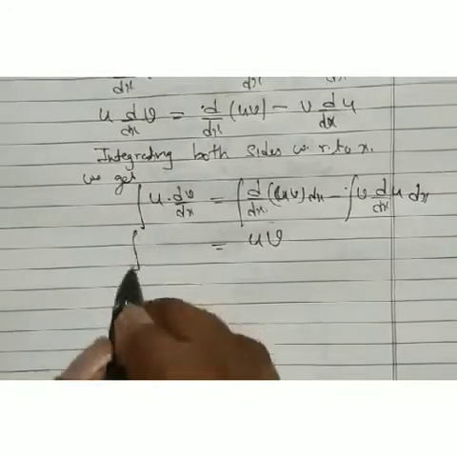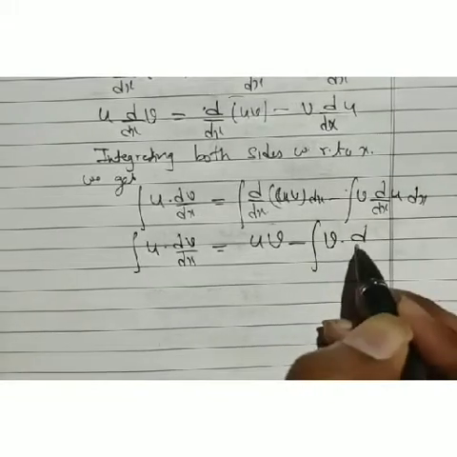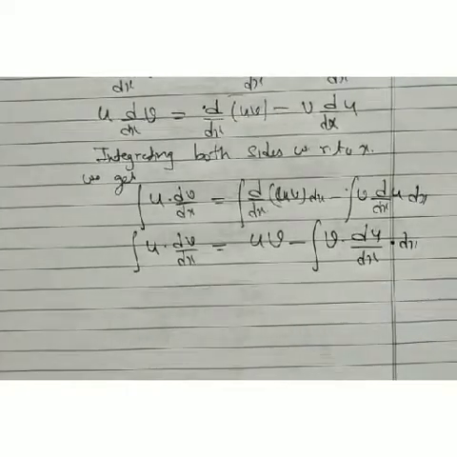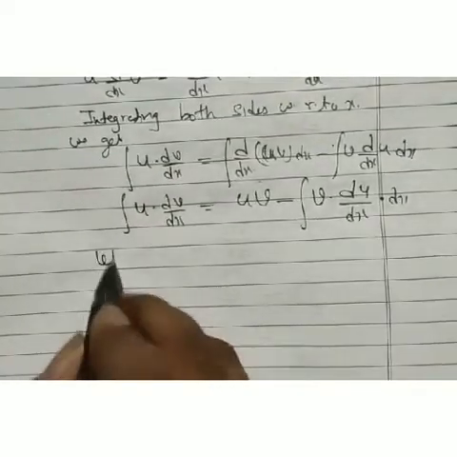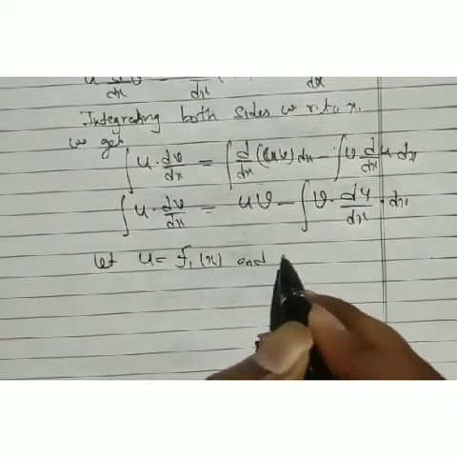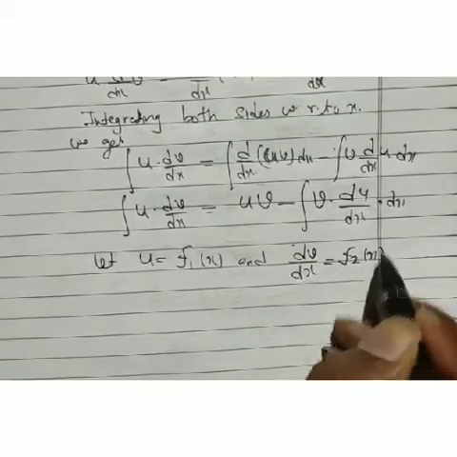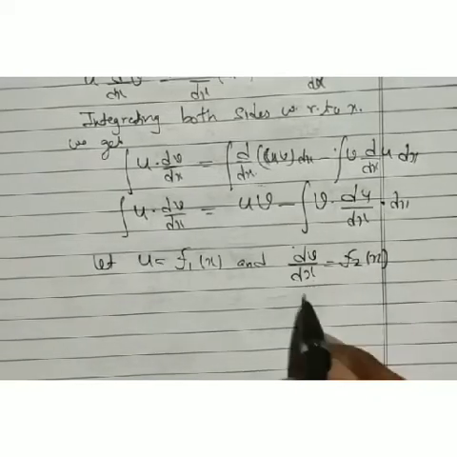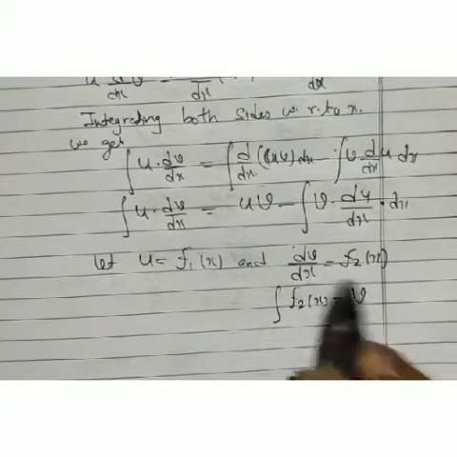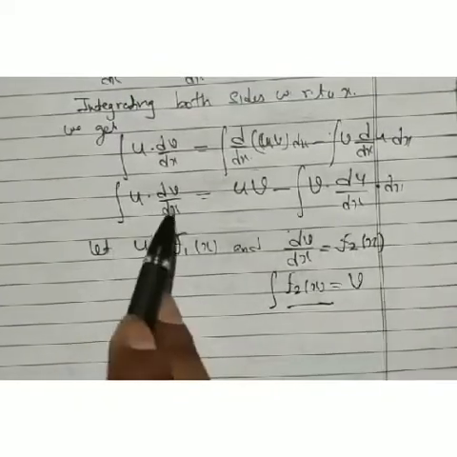Now we have the integration of u dv/dx equal to uv minus the integral of v du/dx dx. Let u be some function f1(x), and we take dv/dx as a second function f2(x). Now when we take the integration of f2(x), we get our v. Now we are going to change this equation by putting in the values.